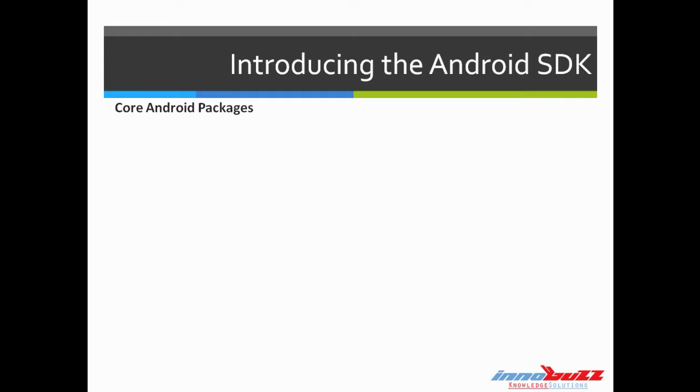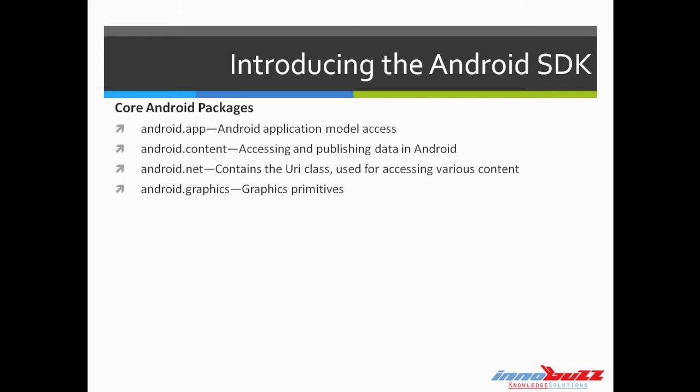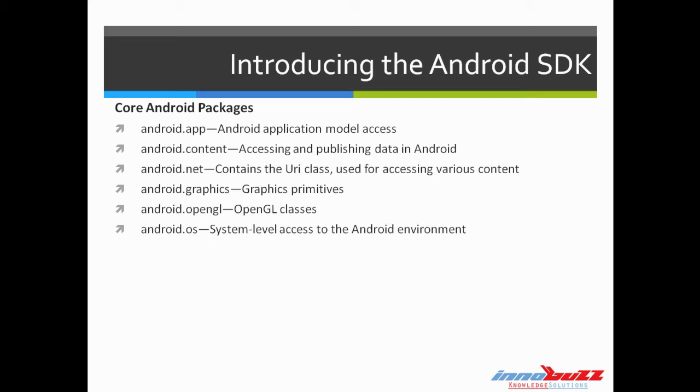It also contains certain specific Android packages like android.app, Android application model access. android.content. It contains classes for accessing and publishing data in Android. android.net contains the URI class used for accessing various content. android.graphics. It contains the graphic primitive classes which are used for drawing. android.opengl. OpenGL classes. android.os. System level access to the Android environment. android.provider. Content provider related classes.